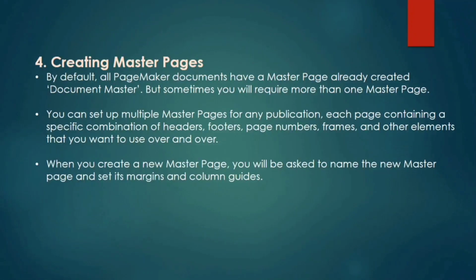Creating master pages. By default, all PageMaker documents have a master page already created, the document master. But sometimes you will require more than one master page. You can set up multiple master pages for any publication, each page containing a specific combination of headers, footers, page numbers, frames, and other elements that you want to use over and over. When you create a new master page, you will be asked to name the new master page and set its margins and column guides.